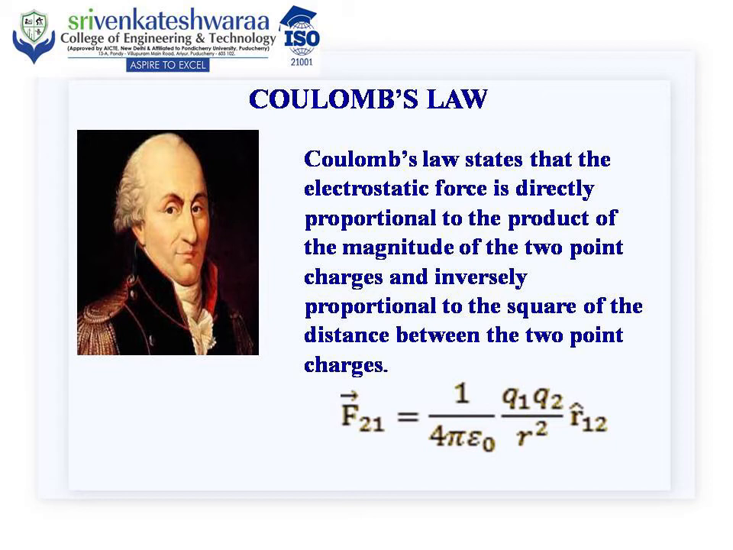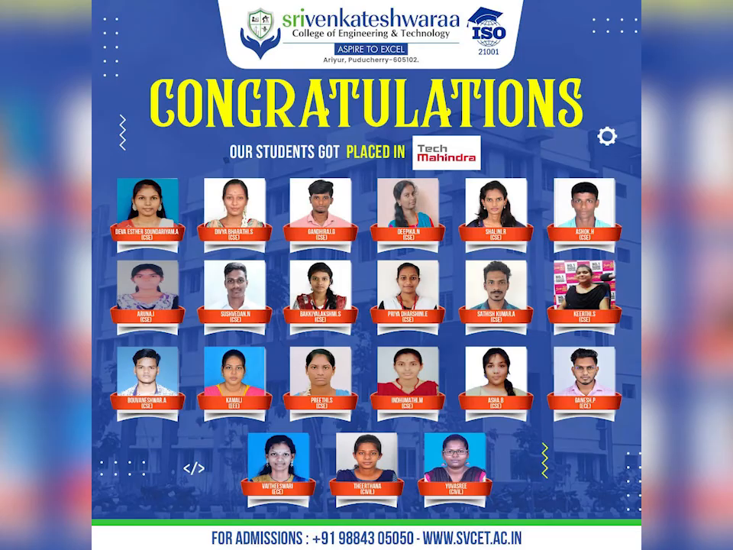And the proportionality symbol is represented by k, that k is replaced by 1 by 4 pi epsilon naught. So the final relation is F21 equal to, that is from the point charge 2 to the point charge 1, the force of attraction between 2 and 1. So F21 equal to 1 by 4 pi epsilon naught q1 q2 by r square into r12 cap, right? So this is the way to answer, right?